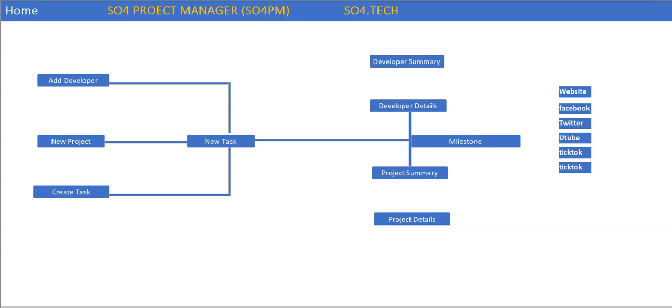Now, what is SO4PM? It's a lightweight management system that helps individuals and teams track their work from start to finish. It logs all projects, tasks, milestones, and time spent, then automatically calculates cost using predefined hourly rates. The system also verifies output using hash fingerprints, ensuring files remain authentic.